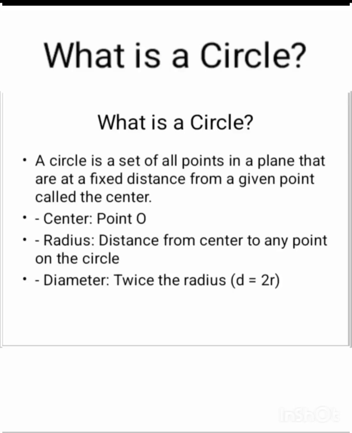Let's dive in. A circle is a set of all points in a plane that are at a fixed distance from a given point. That fixed point is called the center, while the fixed distance is called the radius. Check out the terms in circles on your screen.